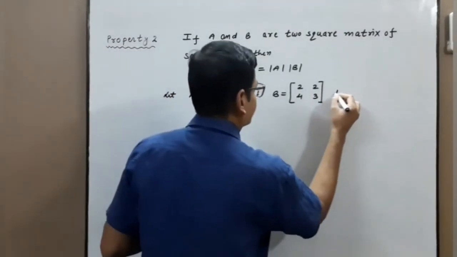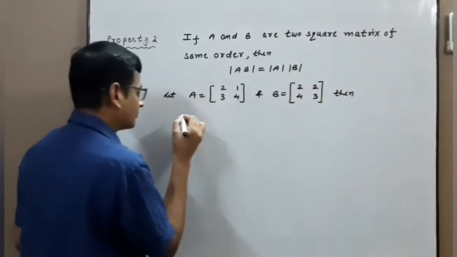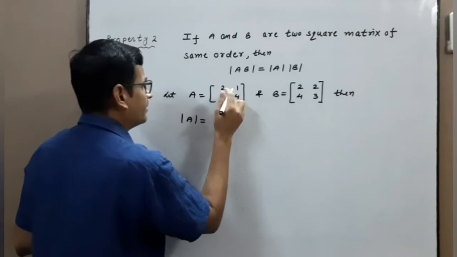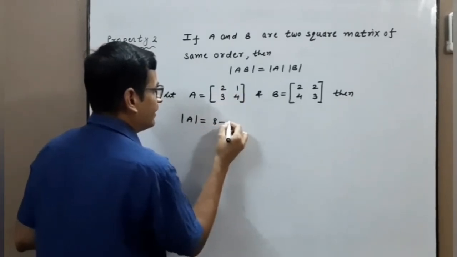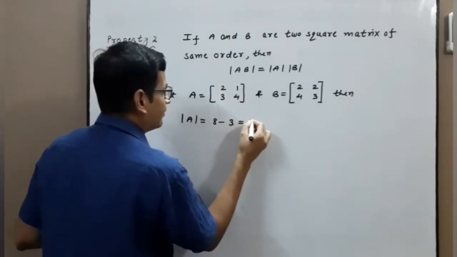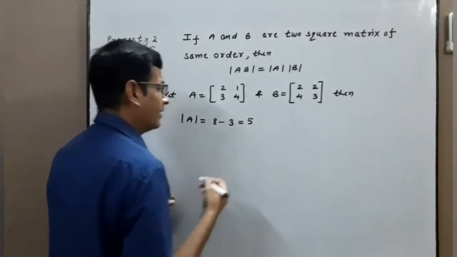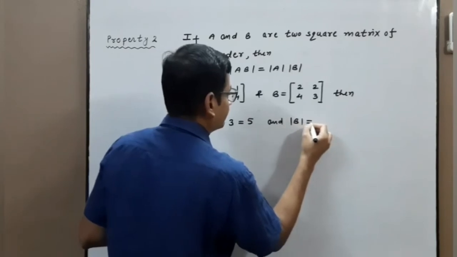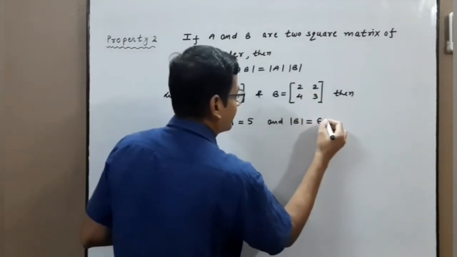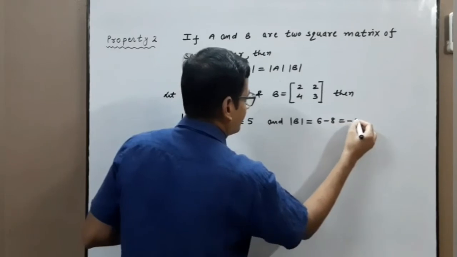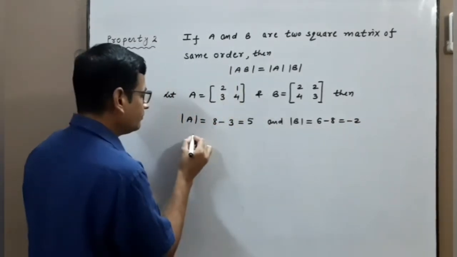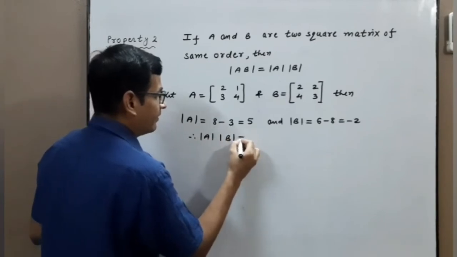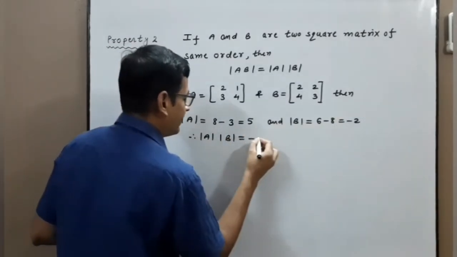Then determinant A is equal to this into this minus this into this. So 8 minus 3 is equal to 5. And determinant B is equal to 6 minus 8 is equal to minus 2. Therefore, determinant A into determinant B is equal to 5 into minus 2, minus 10.